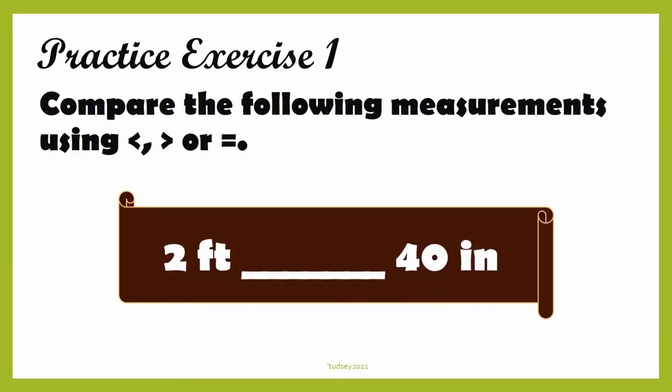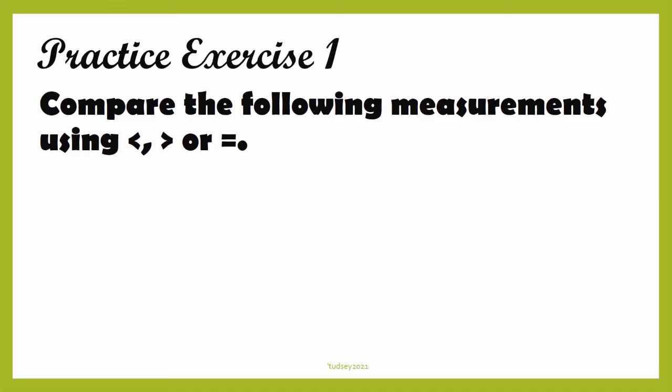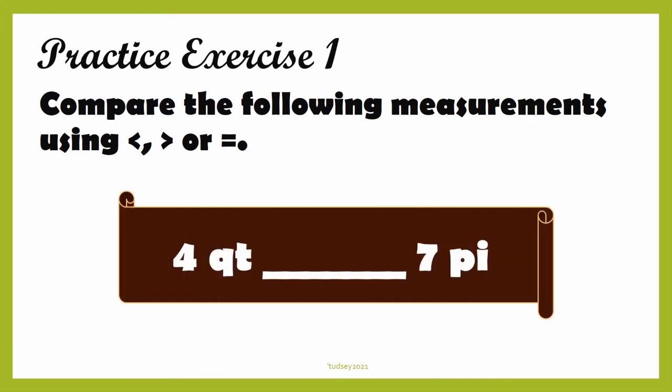4. 2 feet, blank 40 inches. Correct. 2 feet is less than 40 inches. Number 5. 4 quarts, blank 7 pints. Nice job! 4 quarts is greater than 7 pints.